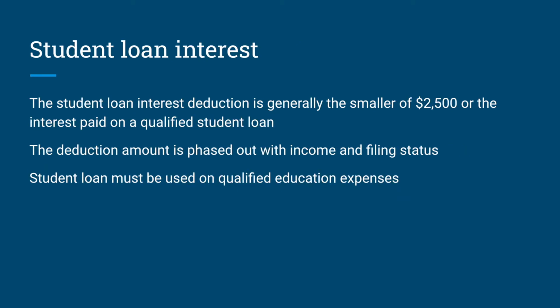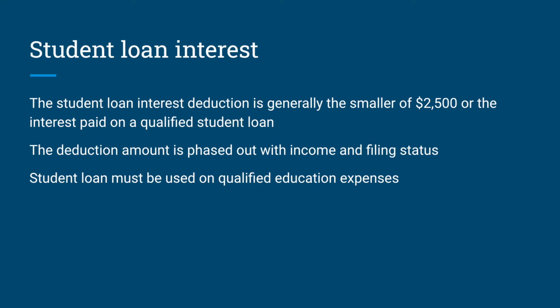And so student loan interest. This is going to be one of the items that I'm going to get into more detail on, because to be honest, this is one of the ones that we see most commonly, which should not be a surprise considering that we are on a college campus. The student loan interest deduction is generally the smaller of $2,500 or the interest paid on a qualified student loan. Another important note here is that the deduction amount is phased out with income and filing status, much in the way we talked about earlier for other adjustments to income.